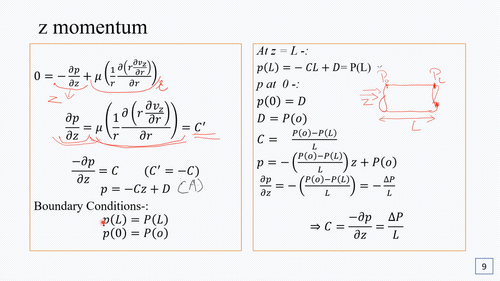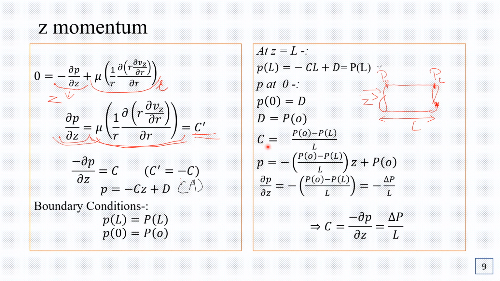Based on the boundary conditions, we have to find the values of c and d respectively. We all know that pressure at z equal to 0 is equal to P naught, and pressure at z equal to L, at the other end of the pipe, is equal to capital P subscript L. So these are the boundary conditions. First we solve for z equal to capital L. In place of z we write capital L, so we get capital P L equal to minus C L plus D. And at z equal to 0, the C z term equals 0, because z equals 0 here. So finally we get capital P naught equal to D.